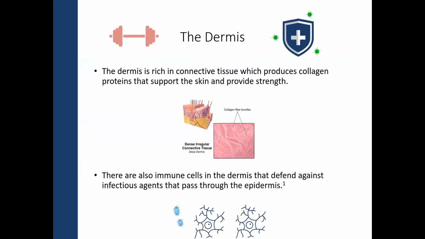The dermis is rich in connective tissue, which produces collagen proteins that support the skin and provide strength. There are also immune cells in the dermis that defend against infectious agents that pass through the epidermis.